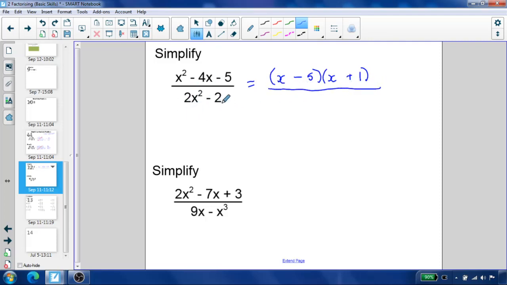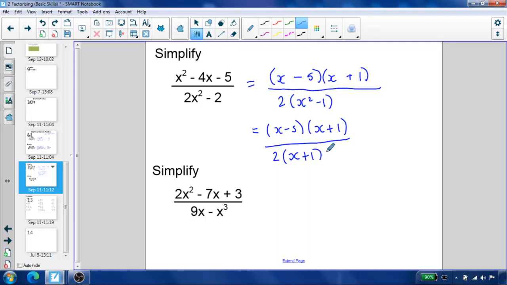Now, for this expression, I can see there is a common factor of 2. So I'm going to take a 2 out and have x squared minus 1 in the brackets. Now there's nothing to cancel at this stage, and that's because the denominator can still be simplified. You may have spotted it. It's called the difference of two squares. So we can write that as x plus 1 and x minus 1.